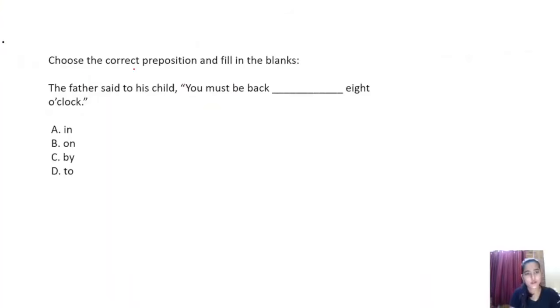The father, okay, so here you have to choose the correct preposition and fill in the blanks. The father said to his child, "You must be back." Now, along with time, we prefer what? By. So that's obvious that it should be by 8 o'clock, by 4 o'clock. In, on, to, there's no possibility of using them. So that will be the correct answer.